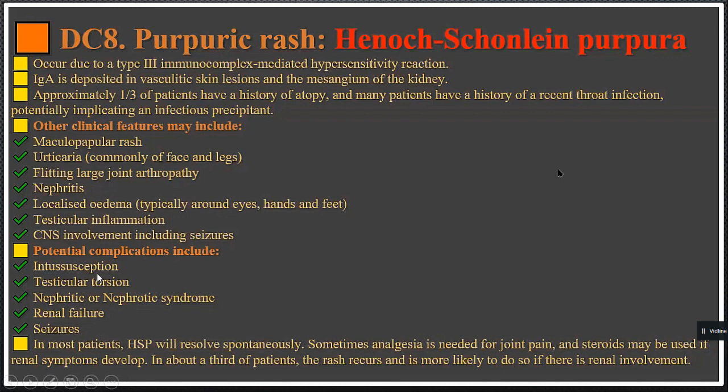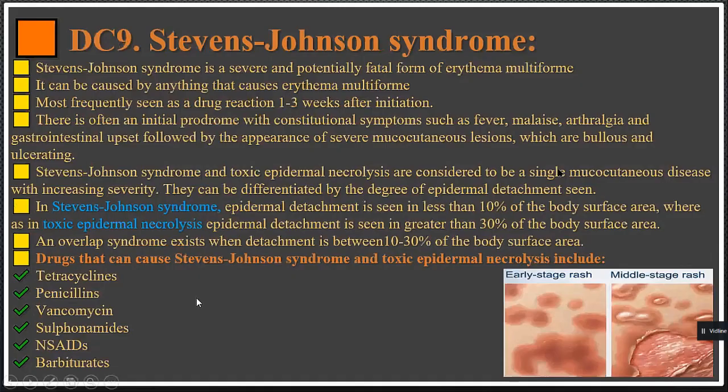So these can be features in the scenario, so you can choose Henoch-Schönlein purpura, or they can ask you the opposite way. The patient has been diagnosed with Henoch-Schönlein purpura, which of the following complications can you expect, or which can support the diagnosis. So you can choose any one of them if you find it. Again, the most important here are intussusception and AKI, acute kidney injury. And this is the image.